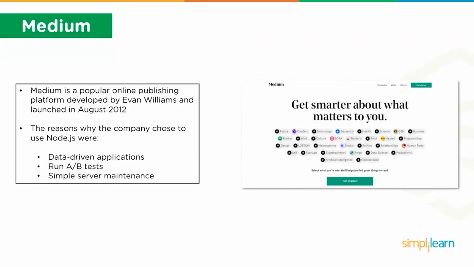Next up is Medium. Medium is a popular online publishing platform developed by Evan Williams and launched in August 2012. The main reasons why the company chose to use Node.js were: A. Data-driven applications. Now, these applications are ideal for being interfaced with Node.js servers. B. To run A/B tests. Now, A/B testing is essentially an experiment where two or more variants of a page are shown to users at random, and statistical analysis is used to determine which variation performs better. Lastly, Node.js server maintenance is simpler than its counterparts.